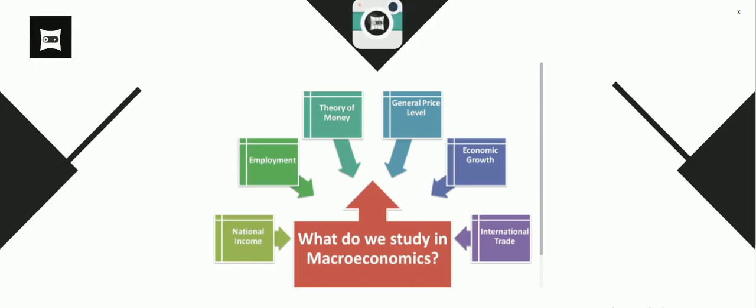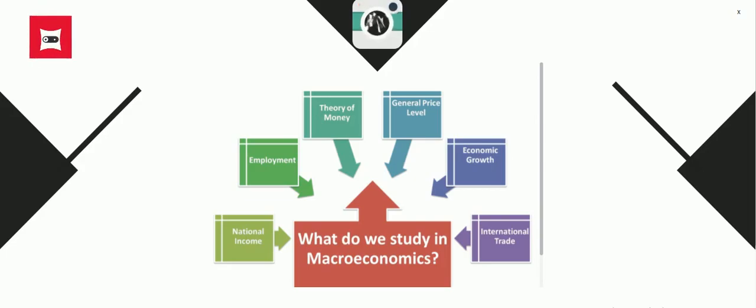3. Theory of money. Changes in the demand and supply of money affect the employment level to a great extent. In macroeconomics, the functions of money and related theories are studied. The banking system and other financial institutions are also studied in this context. 4. Theory of general price level. The study of changes in the general price level is the main problem of macroeconomics. Inflation, a general increase in prices, and deflation, a general decrease in prices, are the main problems in this context.